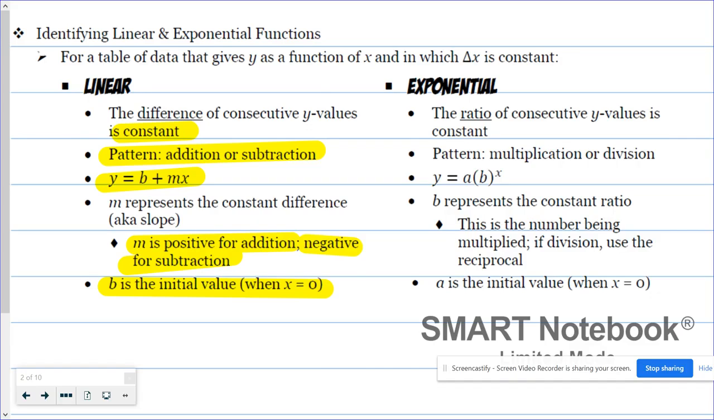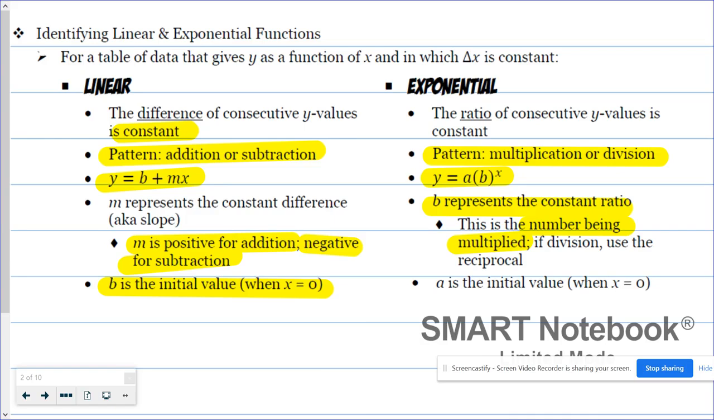Exponential functions are functions in which the ratio of consecutive y values is constant. When you look at a table of values, the pattern that you see is multiplication or division. When you write an exponential function formula, it'll be of the form y equals a times b to the x power. B is that constant ratio. It is the number being multiplied.